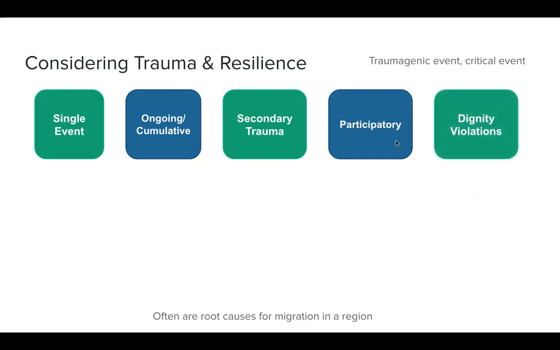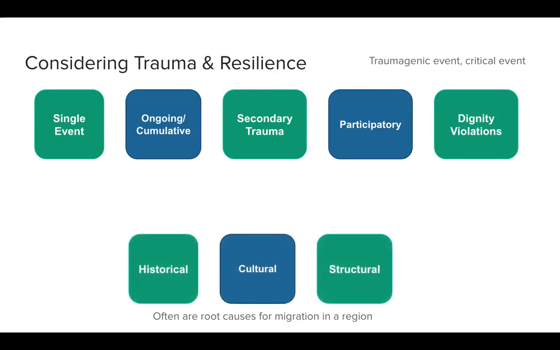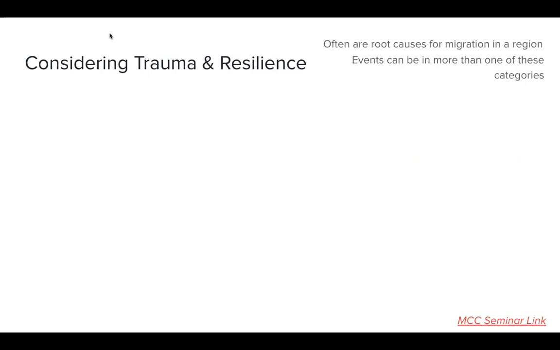Another category listed is dignity violations. This can look like ongoing microaggressions, living under occupation, and also neglect and abuse, which was specifically talked about in a domestic sense. Also listed are historical, cultural, and structural traumas. These three are closely related and often interwoven root causes for migration and mass migration events in a region or community. Also keep in mind that events you can come up with in these categories often fall into more than one category.